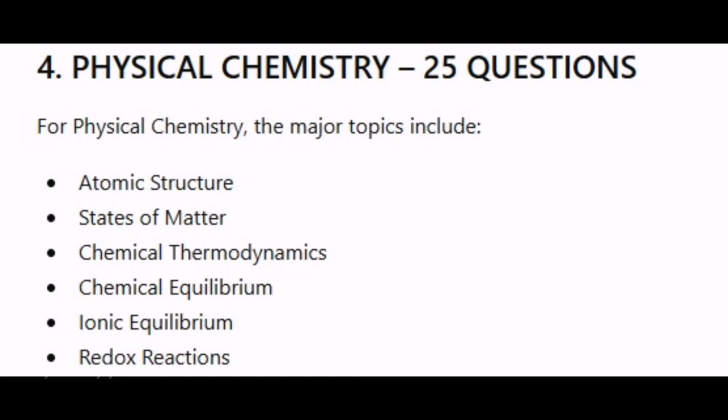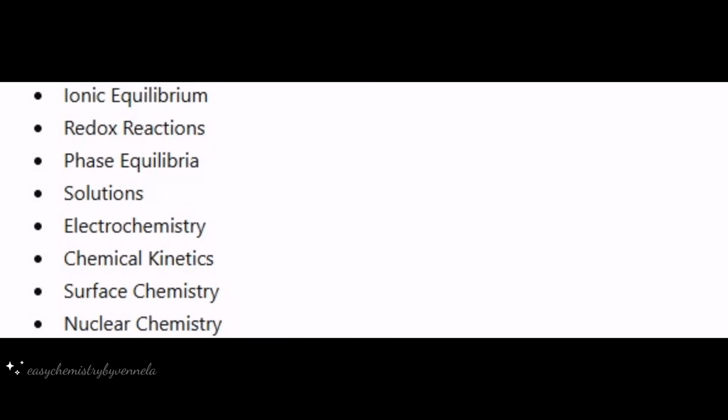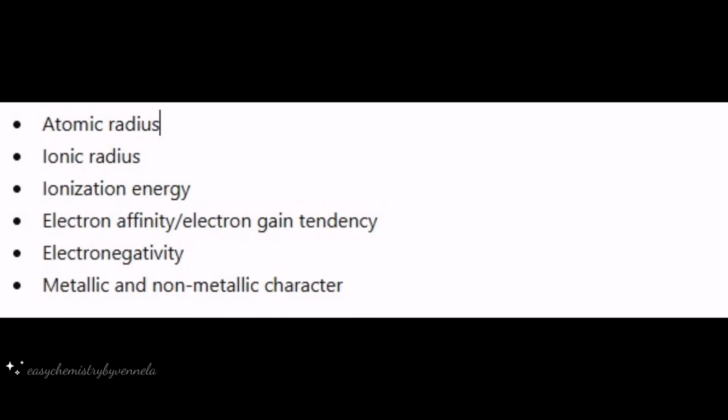For physical chemistry, the major topics include atomic structure, states of matter, chemical thermodynamics, chemical and ionic equilibrium, redox reactions, phase equilibria, solutions, electrochemistry, chemical kinetics, surface chemistry, and nuclear chemistry. For most of these topics, your intermediate level fundamentals are very important. My suggestion is to first thoroughly study and understand the concepts from NCERT Chemistry Class 11 and Class 12. Don't simply memorize the formulas. Understand what the concept is, why the formula works, and how it is applied in a problem.